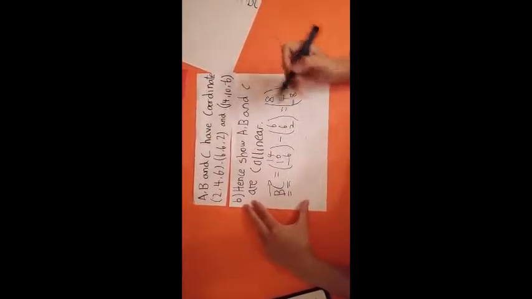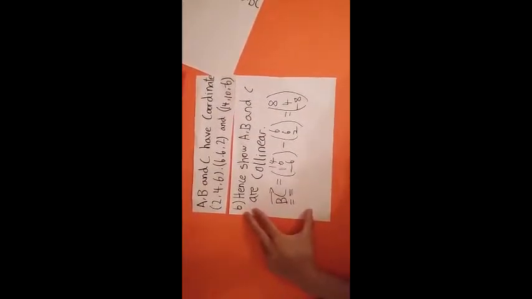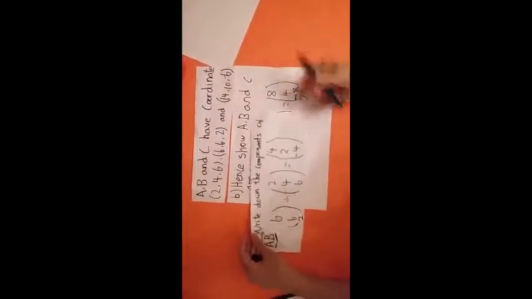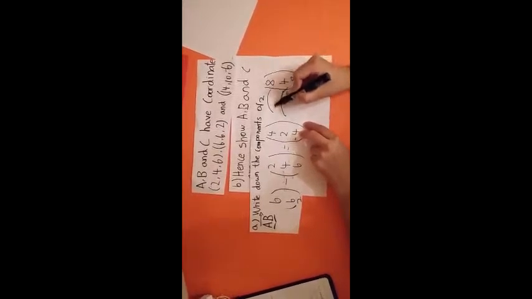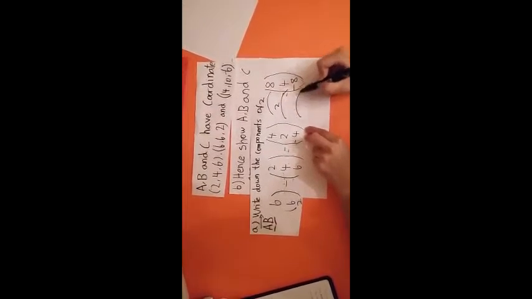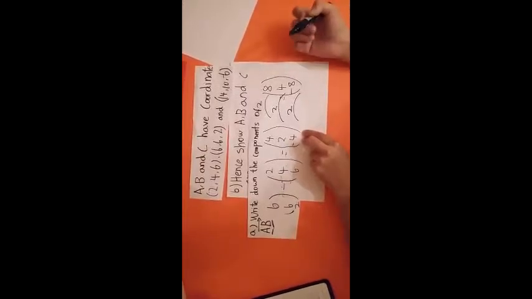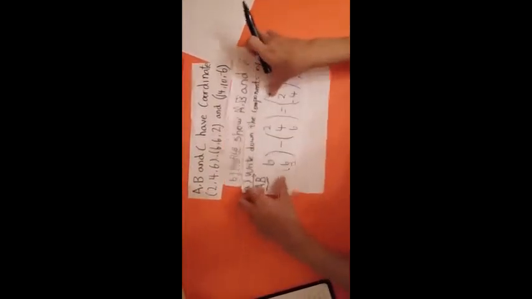And then, do AB and BC have a common multiple? Let's check. 4 and 8 have a common multiple of 2. Do 2 and 4? Yes, they have a common multiple of 2. Minus 4 and minus 8, a common multiple of 2. So yes, A, B and C are collinear.